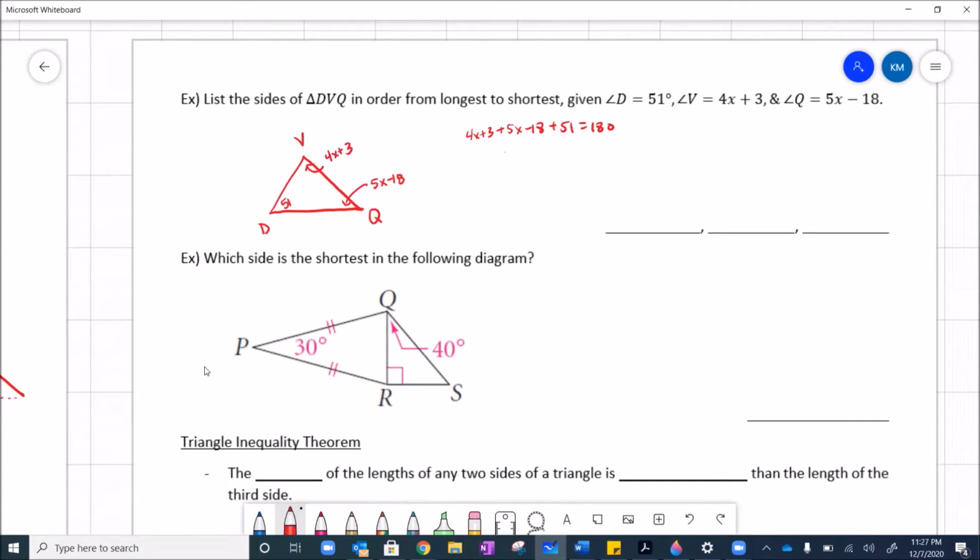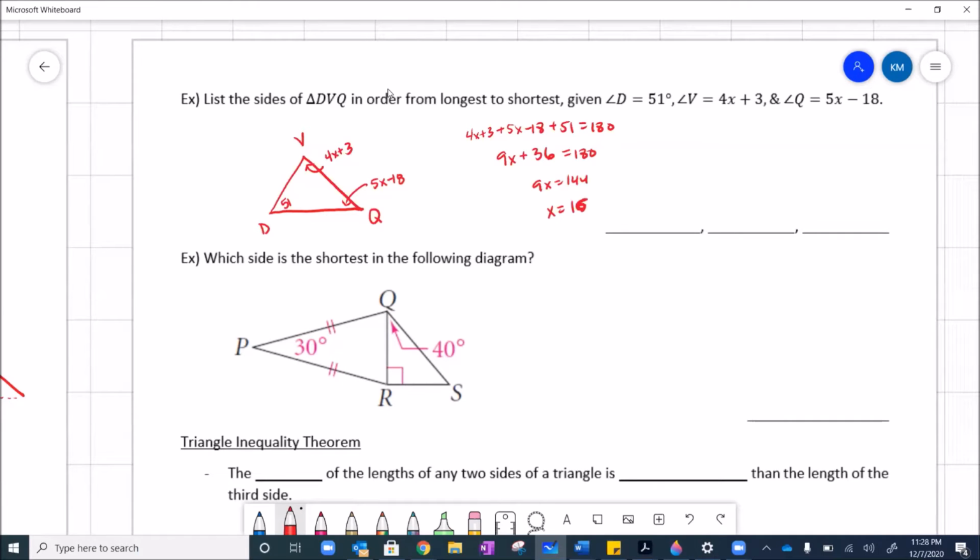So 9x plus 36 equals 180. Subtracting 36 from both sides and dividing by 9, we find that x is 16. Okay, great, we solved for x. Not really what they're asking us here.